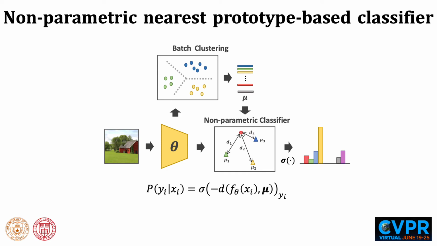This encourages the network to embed pixels closer to the center of their assigned clusters and farther from other centers without any need of a parametric classifier. The network alternates between these two steps. We now no longer suffer from noisy gradients, and the training objective more closely matches the clustering objective mathematically.